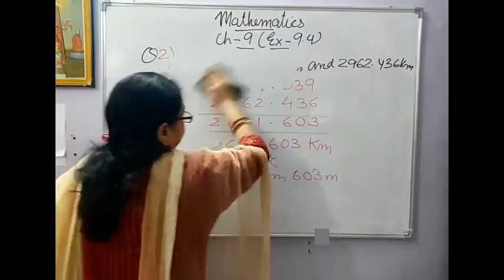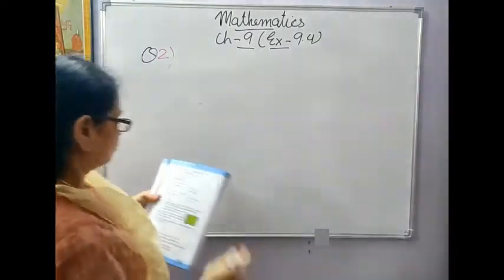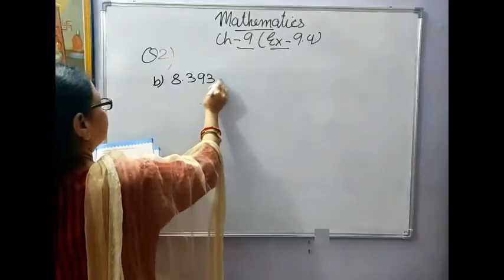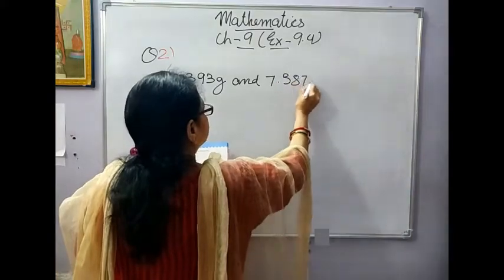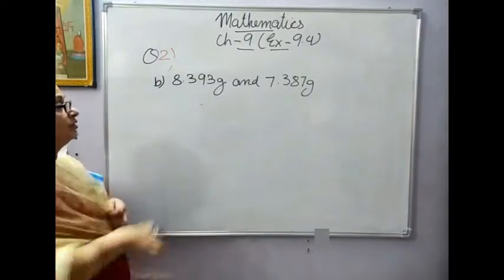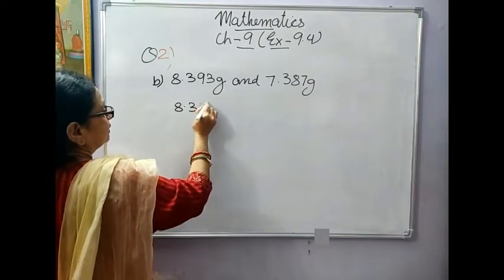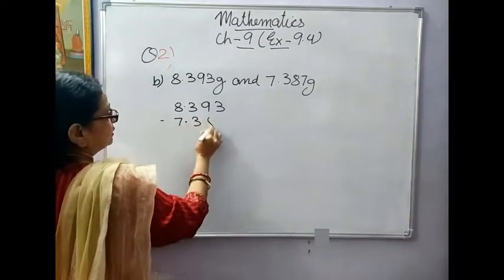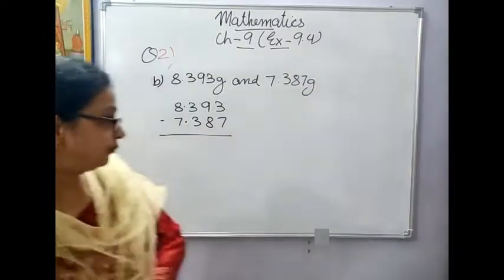B1. I try to do both the sums together. So B1, sum number B, it is 8.393 grams and 7.387 grams. Already in decimals, and the unit is written. Only one unit you can write with the decimal. This is bigger, this is smaller, so we will write this first. 8.393. Then 7.387. Put the decimal below the decimal. Subtract. You cannot subtract 7 from 3, so you will borrow.